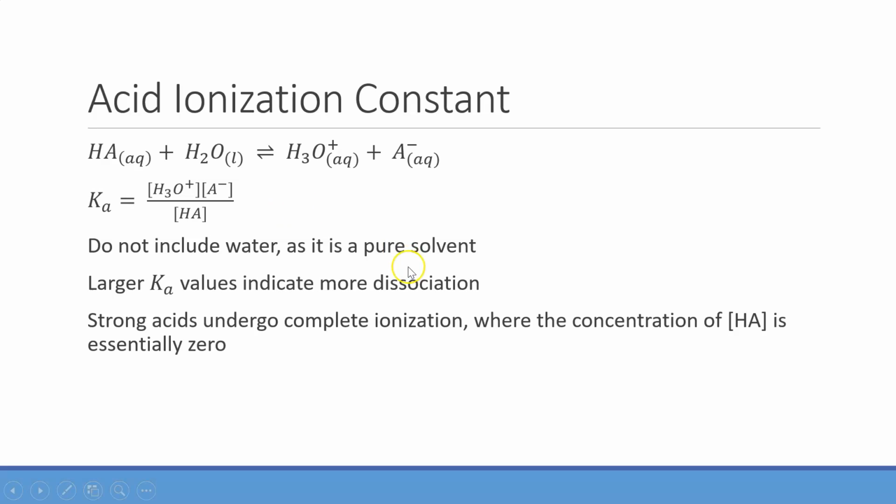Acids with low levels of dissociation, so if the equilibrium lies far to the left, will have a small Ka. Strong acids undergo complete ionization, so the concentration of HA is essentially 0, which means that we don't really have a Ka for the strong acids in water because they fully dissociate. This expression is meaningless if you have a 0 in the denominator.